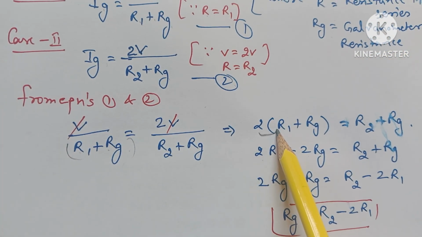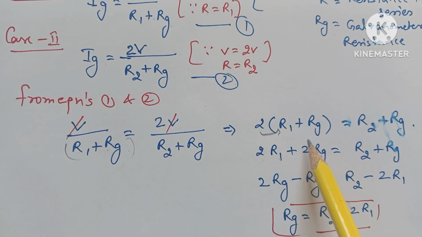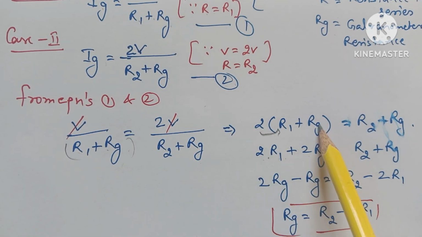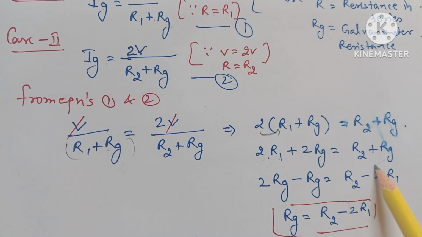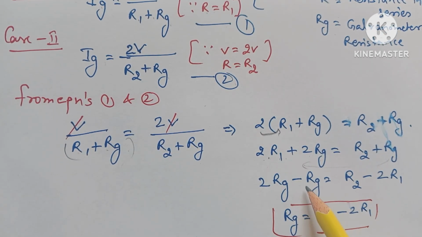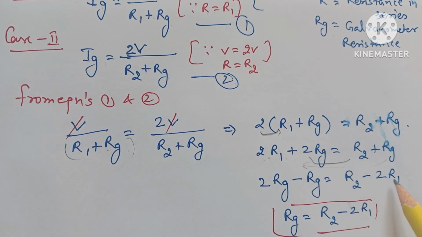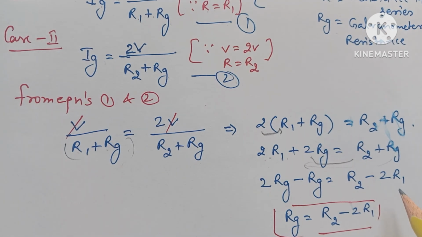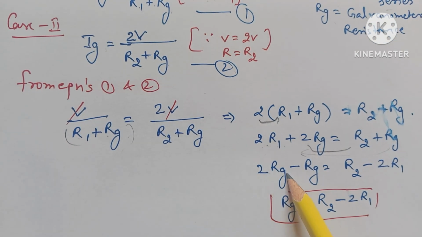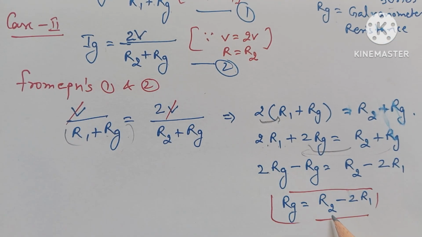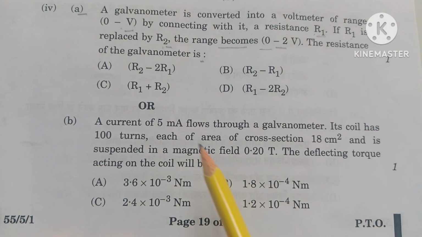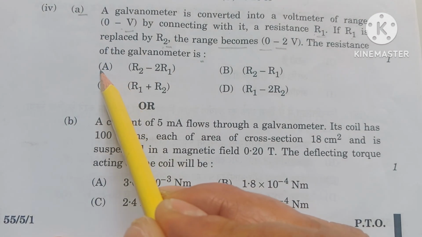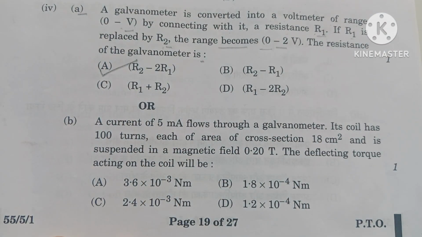2 multiplied inside gives 2R1 plus 2Rg, which is equal to R2 plus Rg. Take Rg to the left hand side, 2Rg minus Rg, this is equal to R2, and take 2R1 to the right hand side, this becomes minus 2R1. So 2Rg minus Rg, that is Rg, is equal to R2 minus 2R1. So in this way, in this question, A option is the correct option.